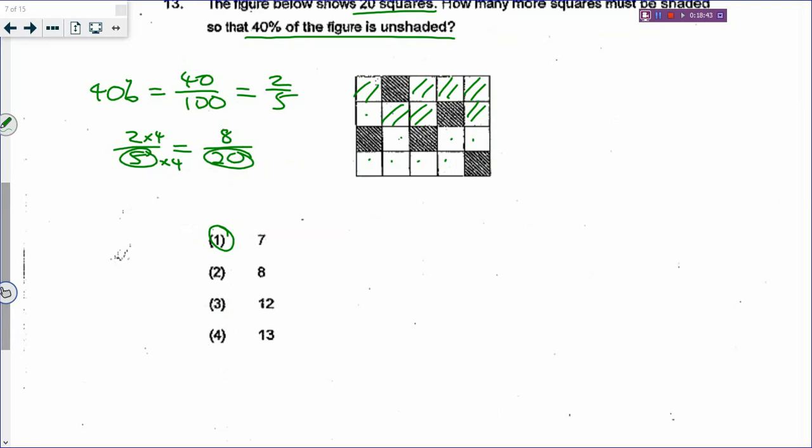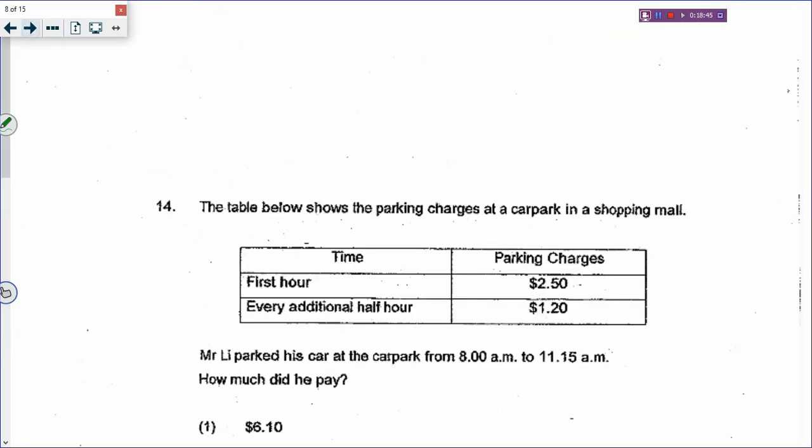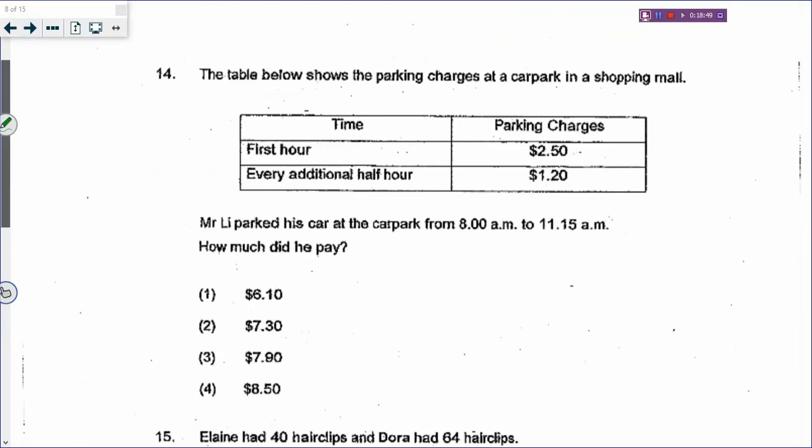Now we come to the easy question, oh no, not yet, still question 14. Now, question 14, your answer is number 4. And there is a method here, which is to draw the timeline. Now, the table shows the parking charges. The first hour is $2.50, and every additional half hour is $1.20. So Mr. Lim parked his car from 8 a.m. to 11:15 a.m. So how much did he pay?